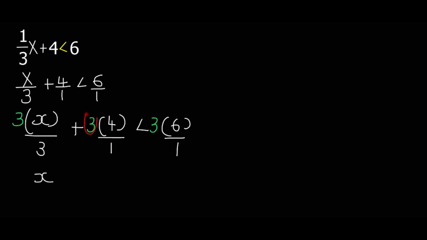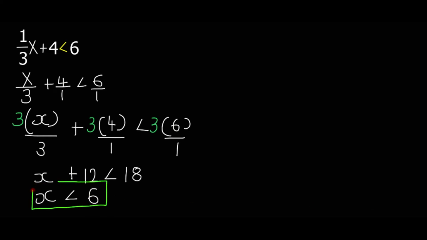And then 3 divided by 1 is 3, and 3 times 4 is 12, and then 3 divided by 1 is 3, and 3 times 6 is 18. And from here I move 12 to the other side. This means 18 minus 12, and 18 minus 12 is 6. Therefore x is less than 6, and this is our solution. And now we can write our answer on a number line.